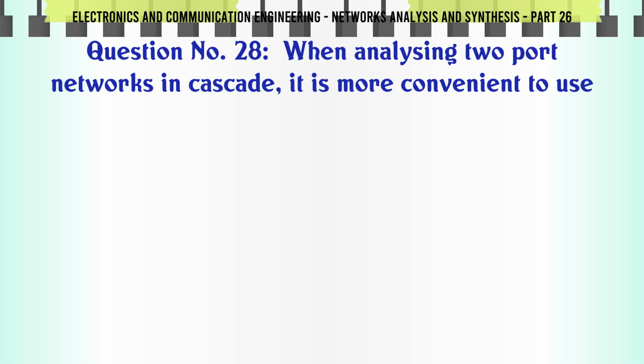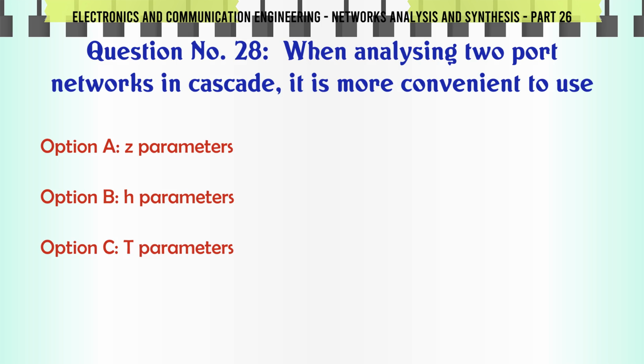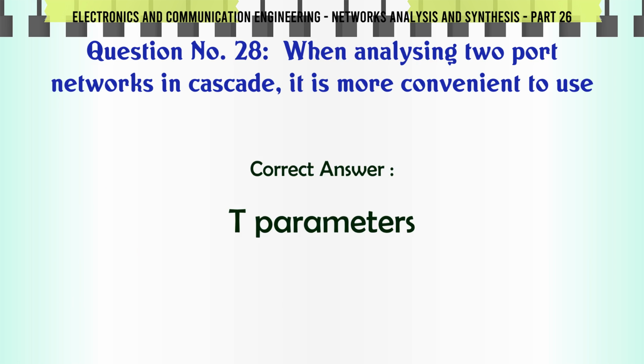When analyzing two-port networks in cascade, it is more convenient to use A. Z parameters, B. H parameters, C. T parameters, D. Y parameters. The correct answer is T parameters.